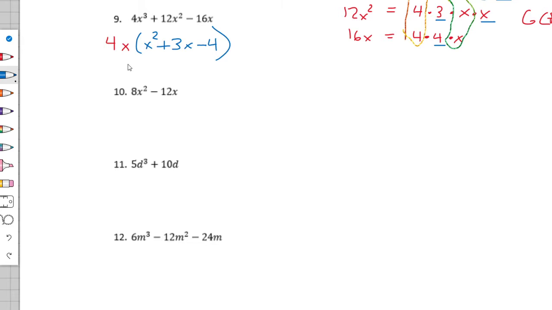And if you wanted to check, you could just go ahead and multiply. So 4x times x squared is going to give us 4x cubed. That matches up. 4x times 3x is going to give us 12x squared. So that matches up. And then 4x times negative 4 is going to give us negative 16x. So that matches up as well. So we're good to go. All right, next one.